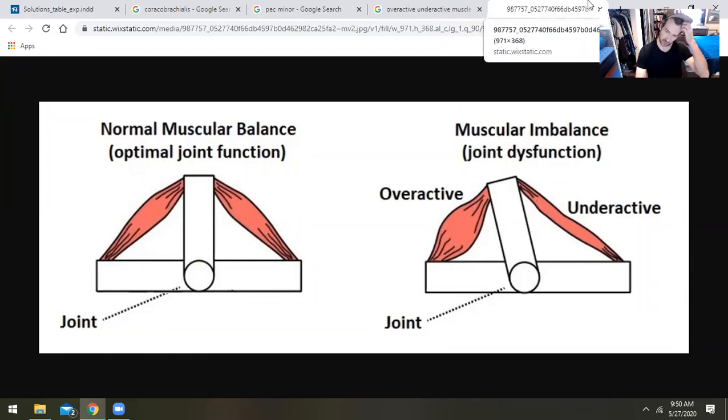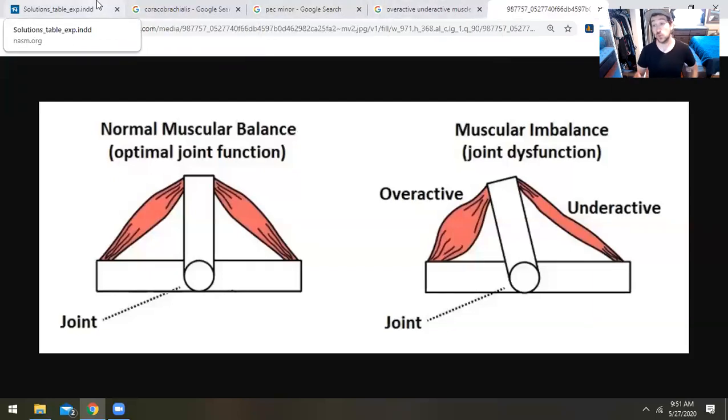So that's really what we're going for here when we're training this overactive, underactive stuff. This is why our posture assessments are so important. They tell us what to inhibit and what to activate.